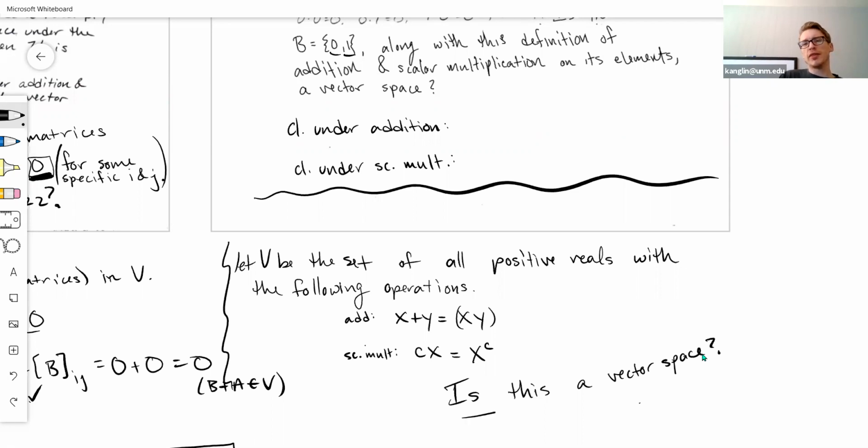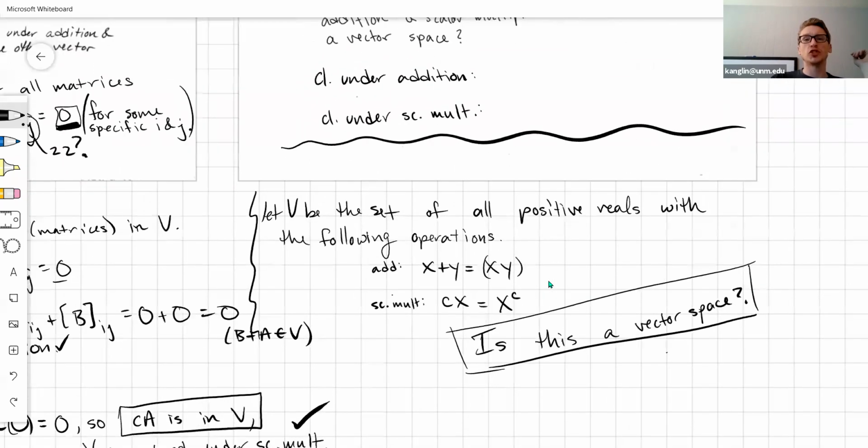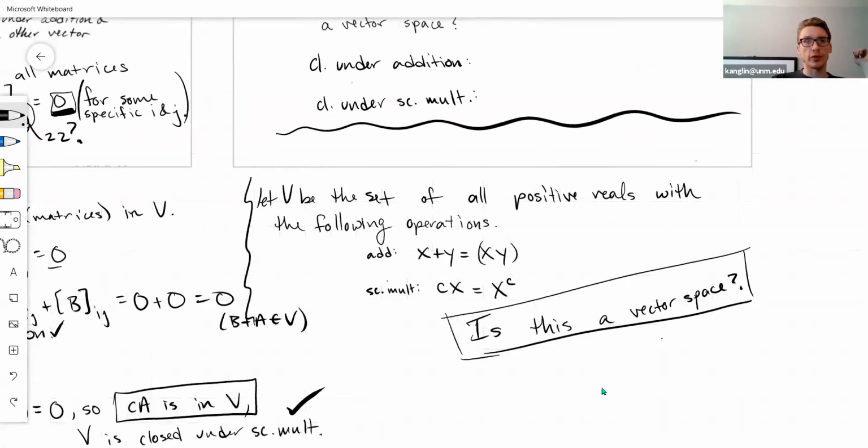So see if you can think about this question, solve it on your own, or come to office hours or email with questions about this. Probably a good way to get a sense of how general this idea of vector space really is.